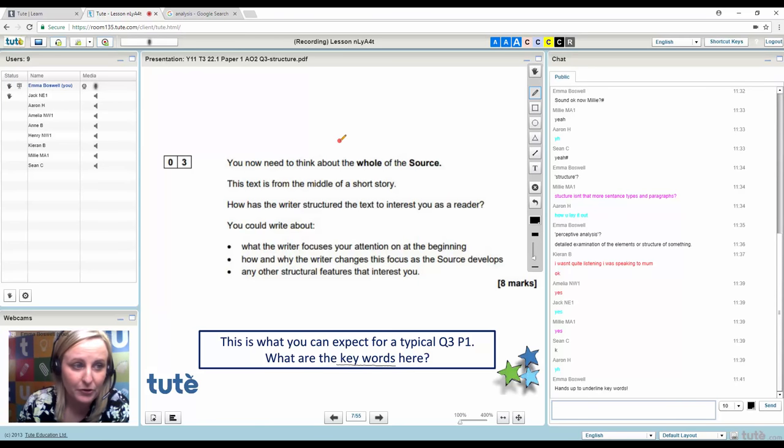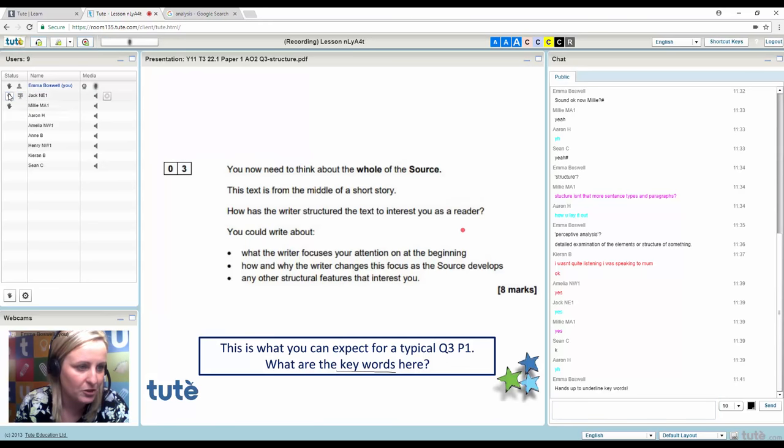Okay, or if you'd prefer, you can put your hand up. Oh, Jack, you've got your hand up, and Millie. I was going to say, if anyone prefers, they can put them into the chat box as well. I'll start with you, Jack.